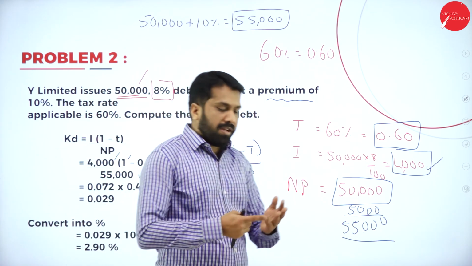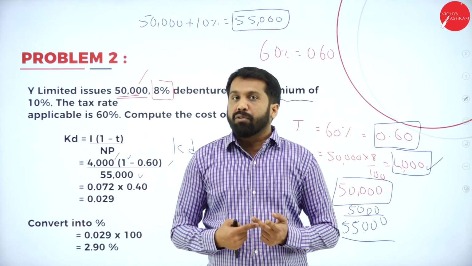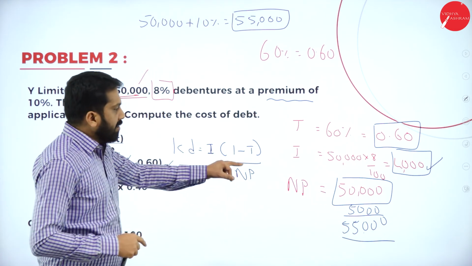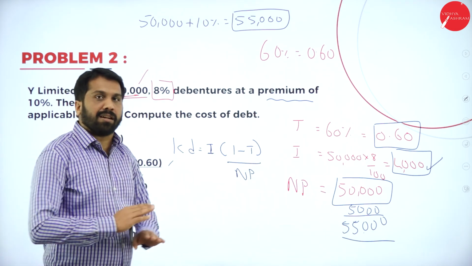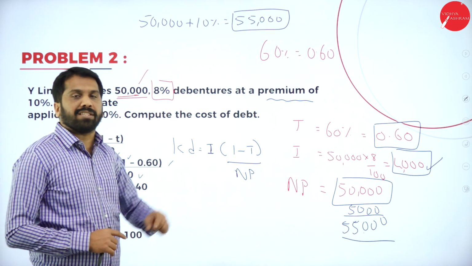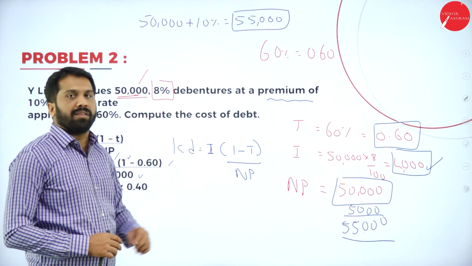Remember, if there is premium, add. If there is discount, minus. If there are any floating charges, please minus. But for interest calculation, these things are not required. You have to take the original value on which interest has to be calculated. In the coming problem, I'll explain much more about all this.